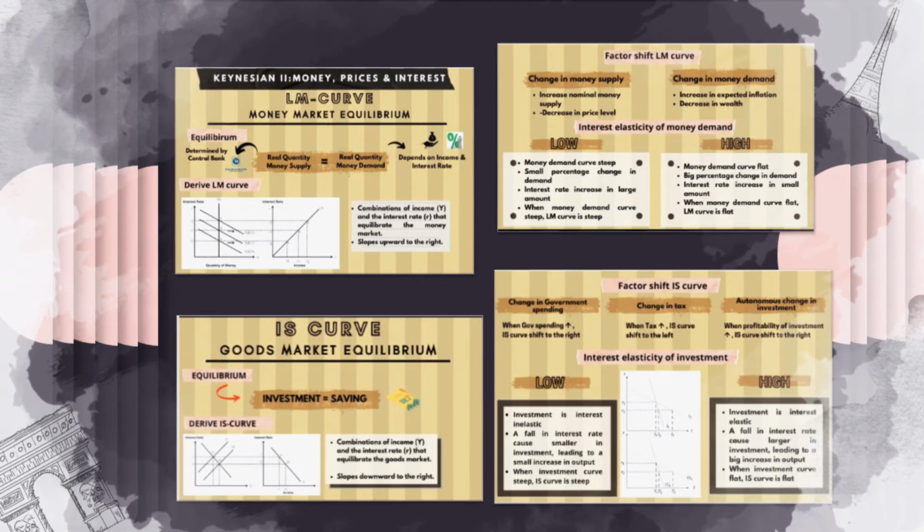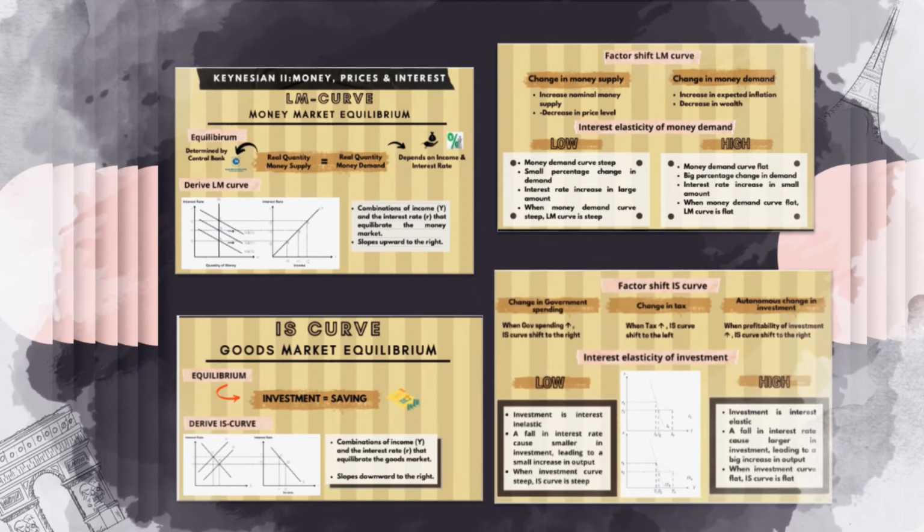Let's move to the IS curve. The IS curve shows the equilibrium in the goods market. It is the point of intersection between saving and investment. Derive the IS curve. Graphically, it is a combination of income and interest rate that equilibrate the goods market. The graph shows that decrease in income will shift the saving curve to the left, and equilibrium occurs at higher interest rate but lower investment and income. Thus, the IS curve slopes downward to the right.